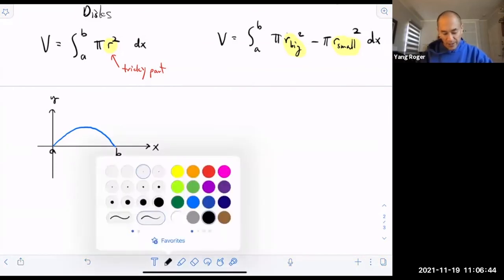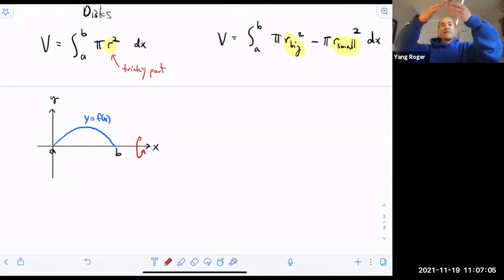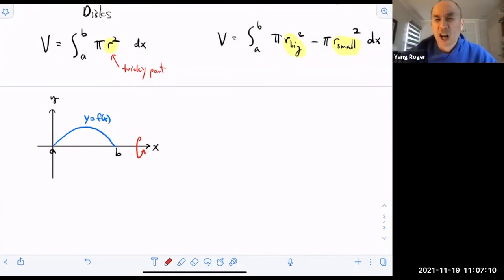My function here is y is equal to f of x. And what we're going to do, we're going to take this curve and we're going to rotate it about the x-axis. And can you guys imagine what type of an object we're going to have when we rotate this curve about the x-axis? This is called a solid of revolution. Do you know what that object is going to look like? Does anyone want to type in the chat box?